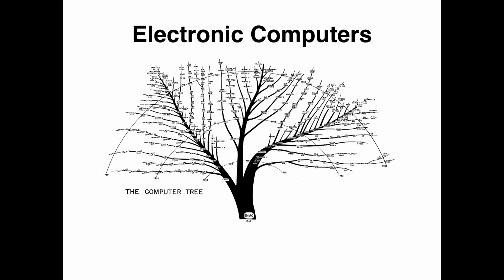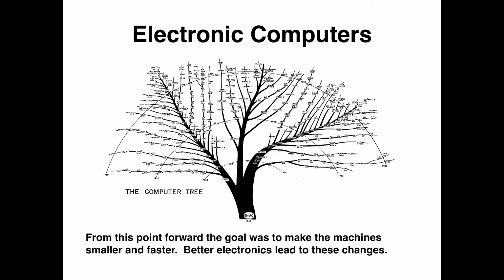Now, you can see down at the bottom of this computer tree is the ENIAC, which was the first computer. And you can see that things have developed quite rapidly. The farther out on this tree you go, the much more complex and useful the computers have become. Also notice the dates here, we're only out to 1960 by the time we get to the very edge of this tree. So in 14 years, we had this much development. From that point forward, the goal was to make the same machine smaller and faster. And better electronics led to these better changes.